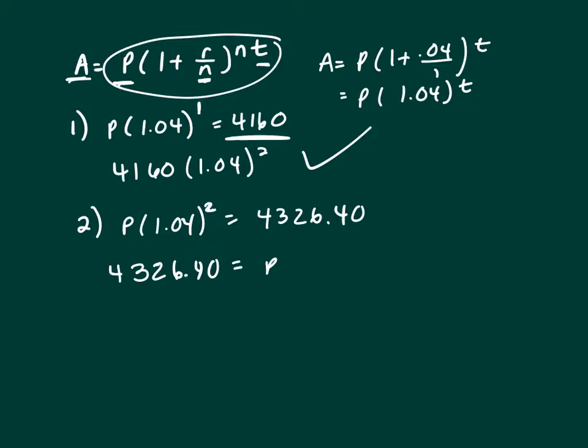So we could find this. We just work our way backwards by dividing by 1.04 squared to find that amount right there. And that's what we're trying to find for the first year. And then we'd have it.